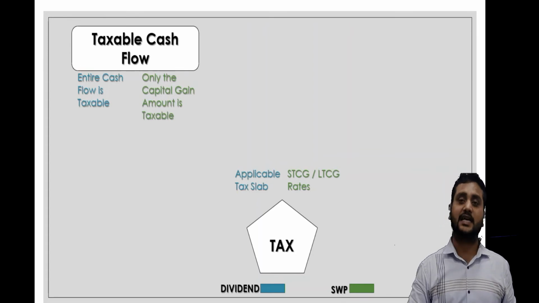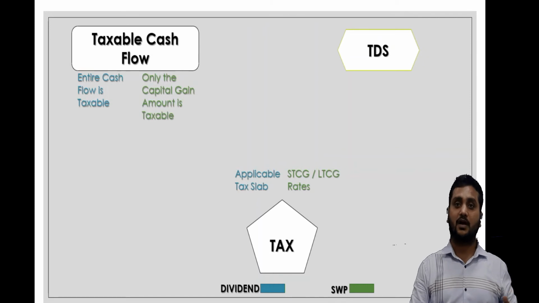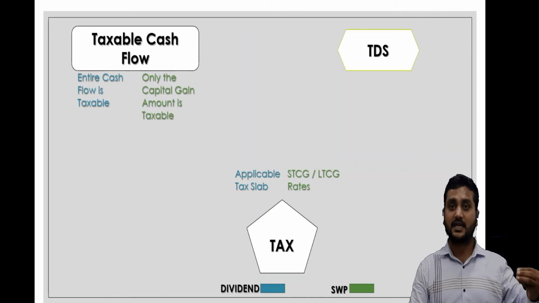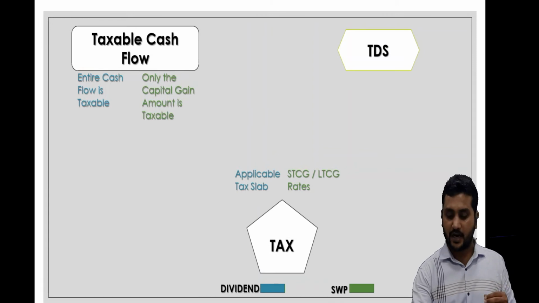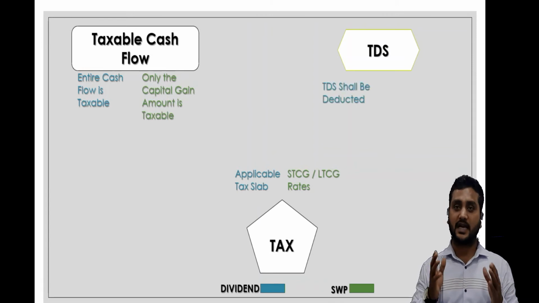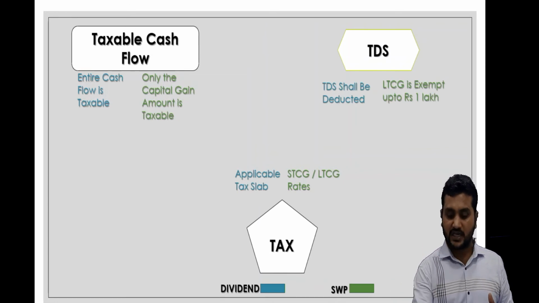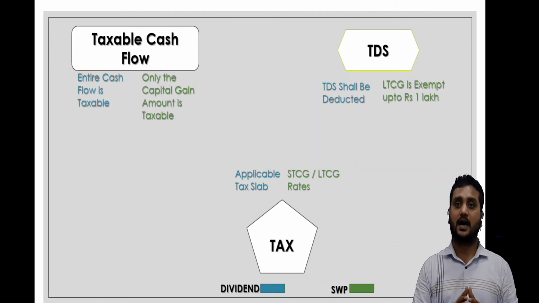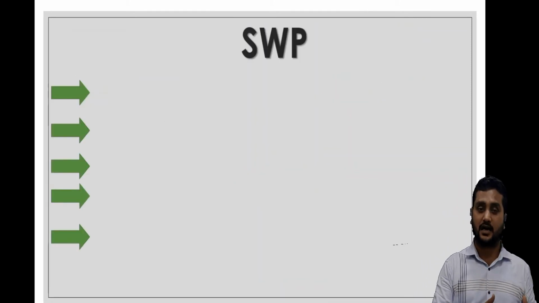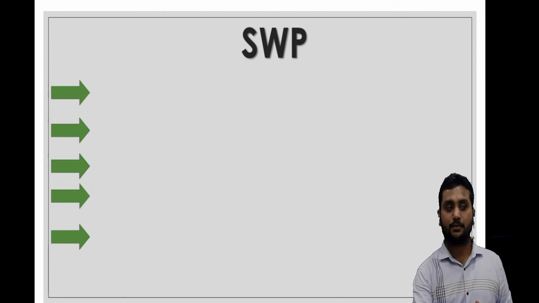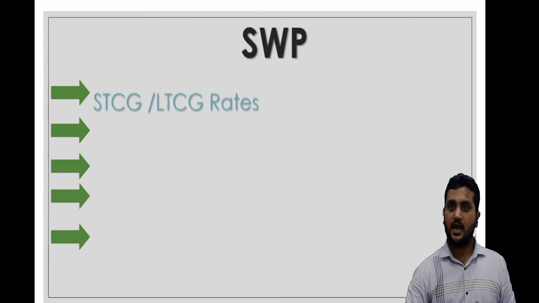Also, there is TDS on dividend. If I earn more than 5,000 as a dividend, there will be a tax deduction. But in SWP, only long-term capital gain is applicable, and that too up to 1 lakh every year is exempt. So these are the major differences between SWP and the dividend option, and hence SWP always makes a better choice.